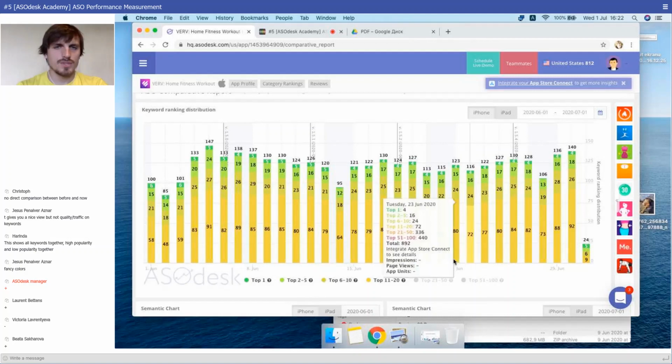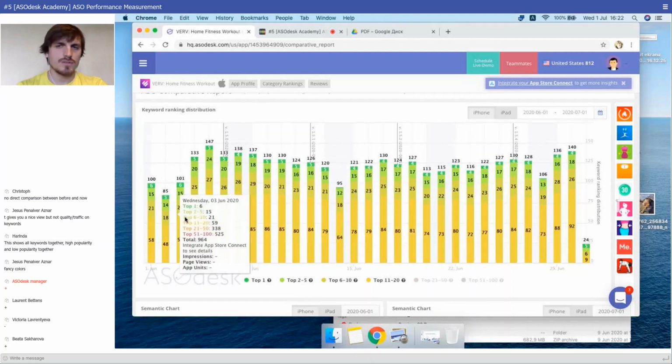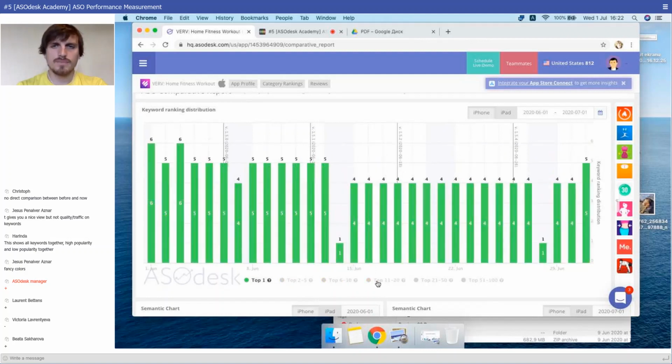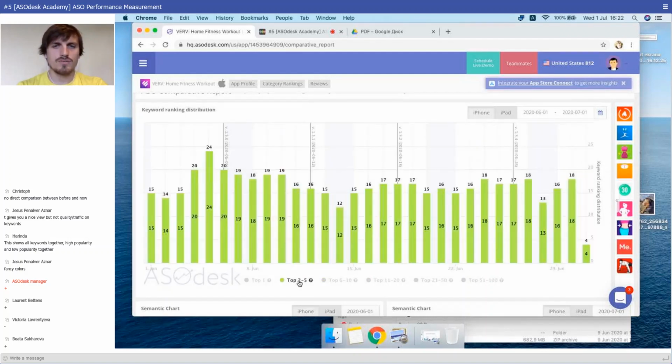Yeah, we see that the most important visibility zones were changing. They didn't change in top 1, as we see. Yeah, top 1, there were some minor changes. Let's check top 2-5. Yeah, you see there were a lot of changes. They were dropping from ranking by 20 keywords in this zone to 12 to 15.